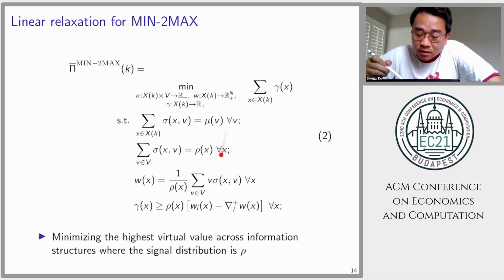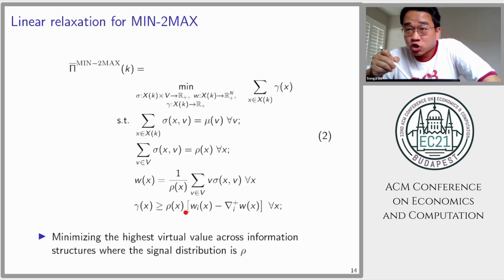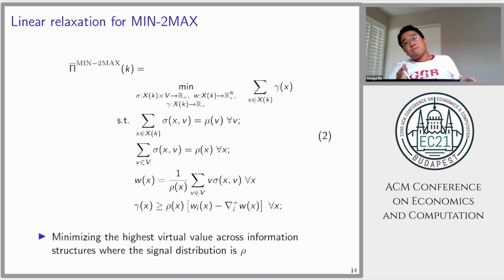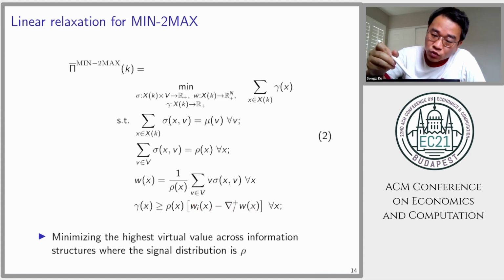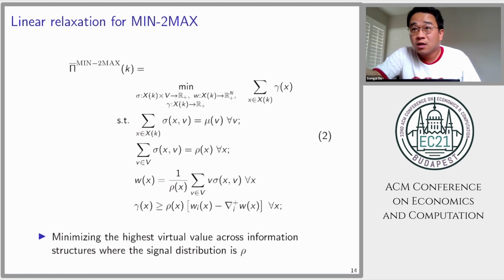Okay, and then what we want to do is define the interim expected value function as a function of the signal profile. In the last constraint, what we are doing is just the standard construction: for a fixed signal profile, we maximize the virtual value across the bidders. Okay, so this is a virtual value. Here we are using the formula from Bulow and Klemperer's model in the first lecture.